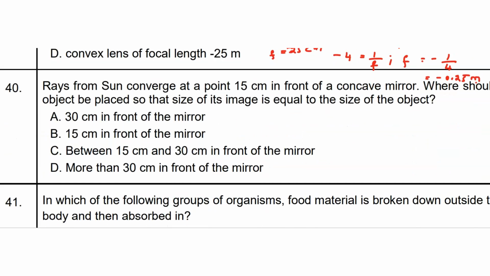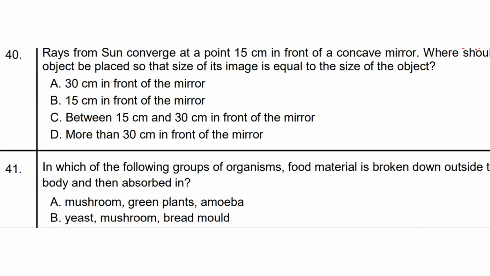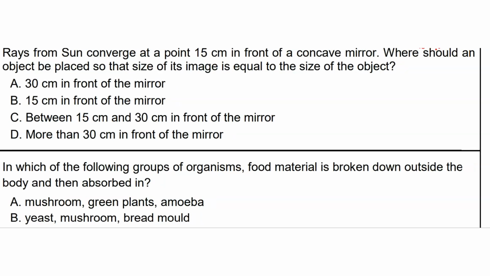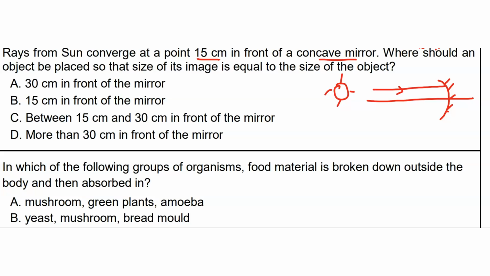Okay. Now let's see the 40th question. Rays from sun converge at a point 15 centimeter in front of a concave mirror. They have given the sun, so the sun has to be a distant object here. So parallel rays of light will be falling on this concave mirror like this. This is my principal axis and this is the ray. Parallel rays are falling on the mirror and they all converge at the principal focus, right?